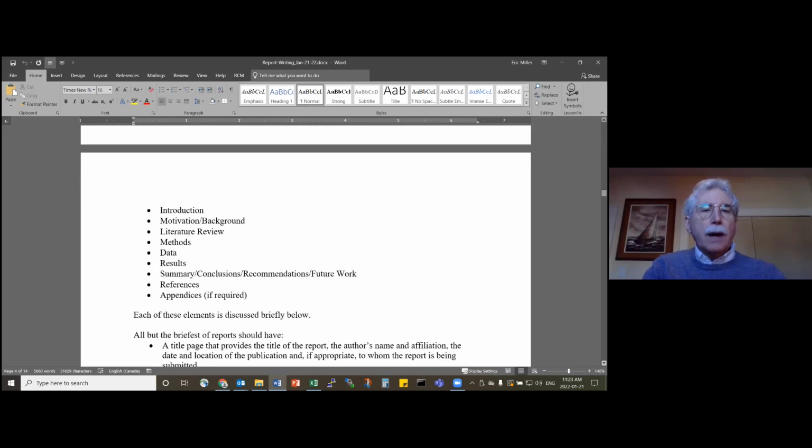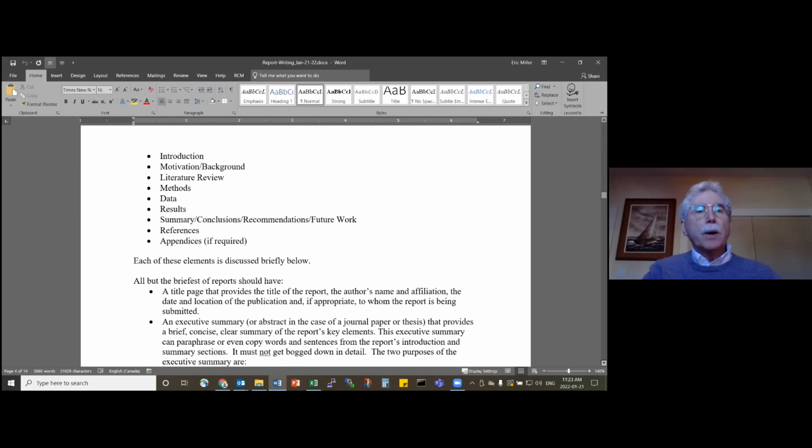And again, then you have a number of sections in the report or the paper. You introduce the topic, you motivate it, provide any background you need. Usually there's a literature review. Usually you have to discuss methods, in our field data, results, and so forth. This is not the way every report will be organized, but the point is every report, every paper should have a very clear logical organization.